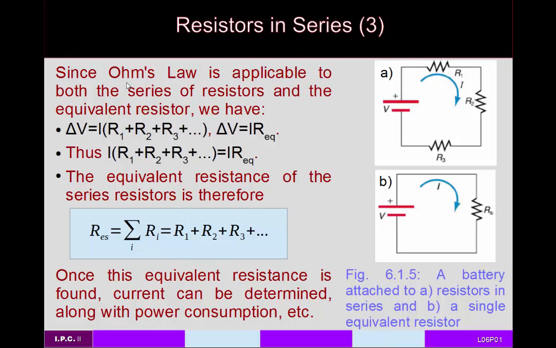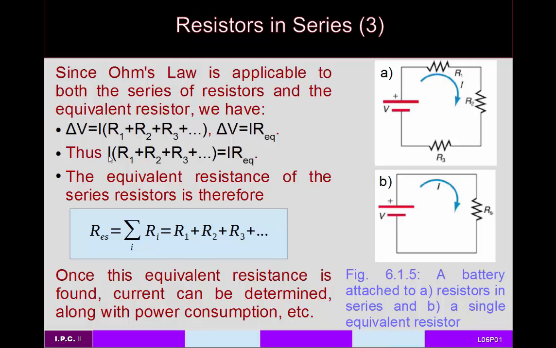Because Ohm's law is applicable both to this series of resistors and to this individual equivalent resistor, we can write two different equations. One says that delta V, the total voltage, is the current I times the sum of the resistances. The other equation says that delta V is I times R equivalent, or R_S for series. So the voltage drop in both cases has to be the same. It's the terminal voltage of this battery. So this voltage drop can be set equal to itself, and therefore the right-hand sides of the equation can be set equal to each other.